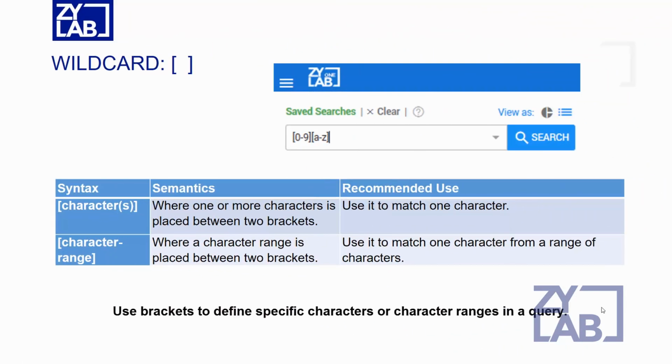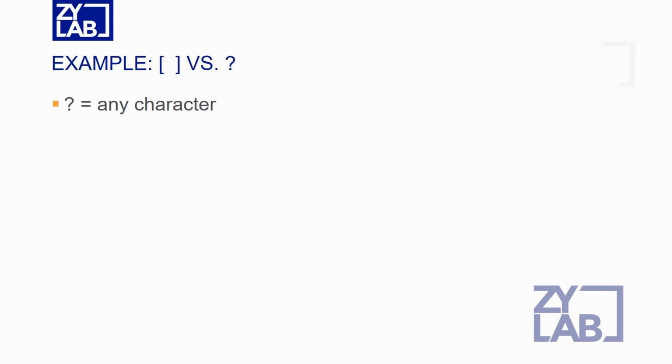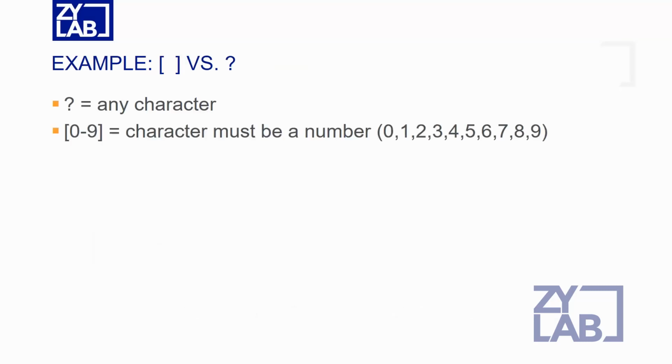Brackets can be used to define specific characters or character ranges. These can be letters or numbers. Where the question mark represents any character, bracketed 0 through 9 represents any character which is between 0 and 9. In other words, the character must be a number. If bracketed A through Z is used, then the character must be a letter.